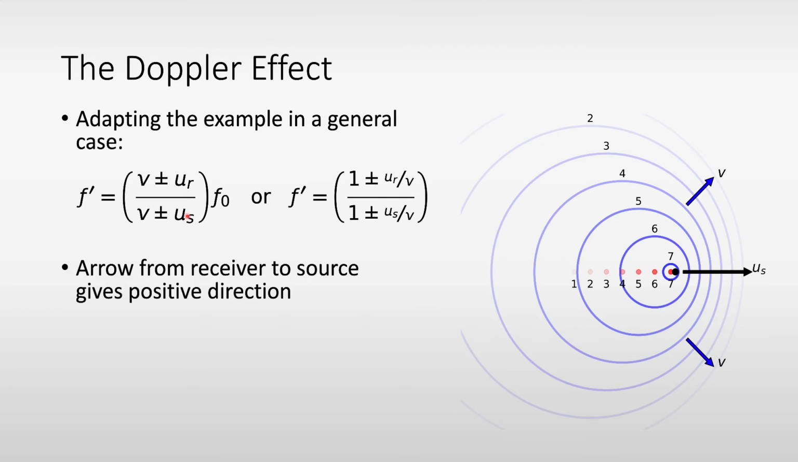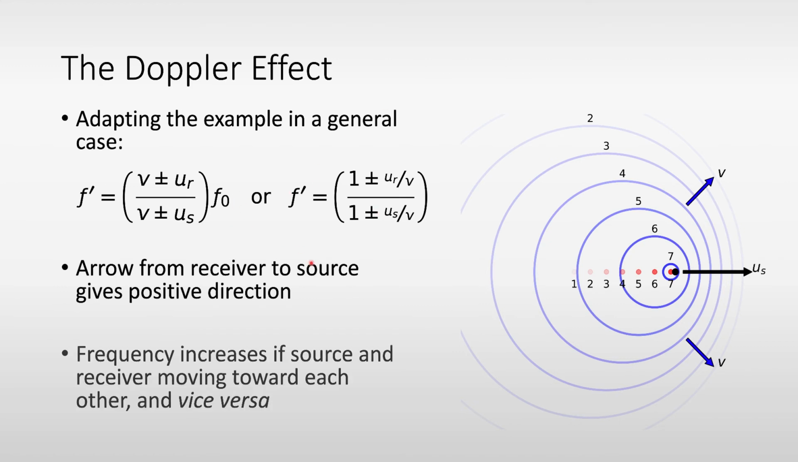We need to pay attention to the signs. The way we do this is that we define the arrow from the receiver to the source being the positive direction. So in this case, if the receiver stands in front of the source, then the positive direction will be towards the left. So in this case, US will then be negative. If the observer stands behind the source, then US will be positive, taking the source away from the receiver. The reason for this is that it allows these equations to work. But we can always check it.